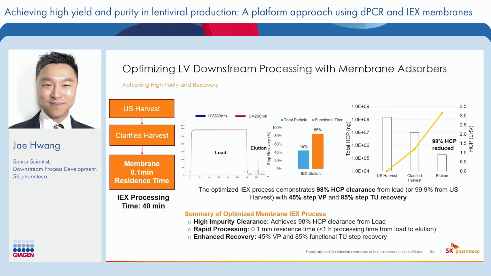We further optimized our process with membrane absorbers, and we were able to achieve a 98% whole cell protein removal from the load, while maintaining strong recoveries of 45% lentiviral particle yield and 85% functional yield. These highly promising results led us to further evaluate our method's robustness across various lentiviral vector load concentrations, which you'll see on the next slide.